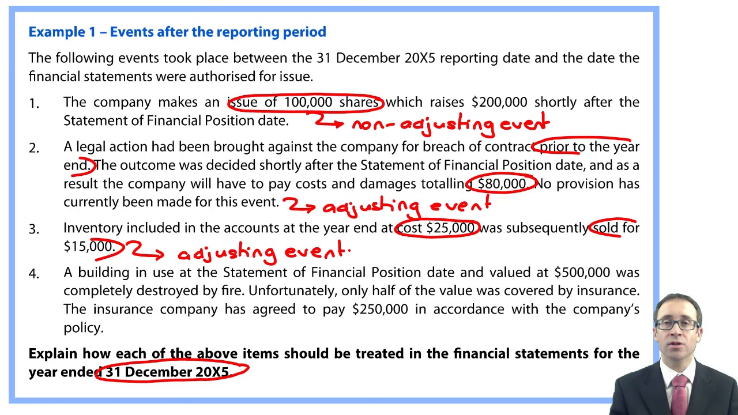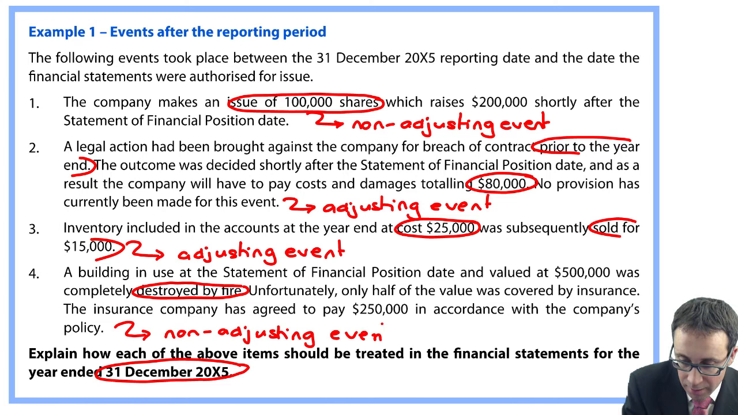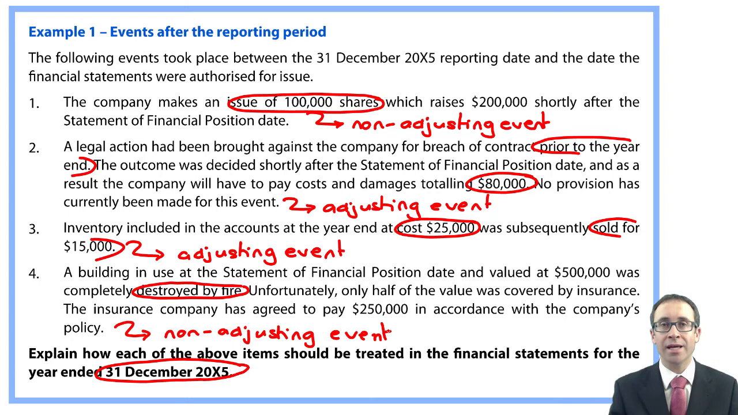Number four, it says that a building in use at the statement of financial position date and valued at $500,000 was completely destroyed by a fire. Unfortunately, half of the value was covered by insurance. The insurance company has agreed to pay $250,000 in accordance with the company's policy. Again, the fire took place after the reporting date. The condition did not exist at the reporting date. So that will be a non-adjusting event. It's material, so I would therefore consider it being disclosed within the financial statements.